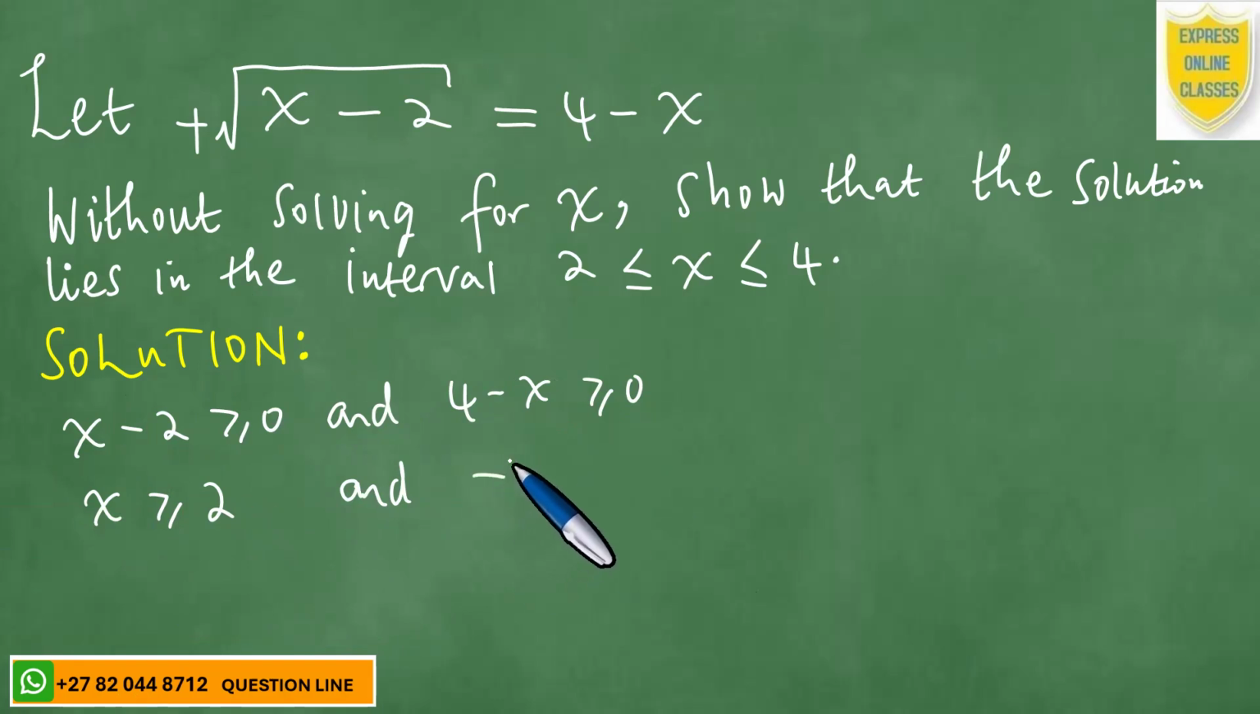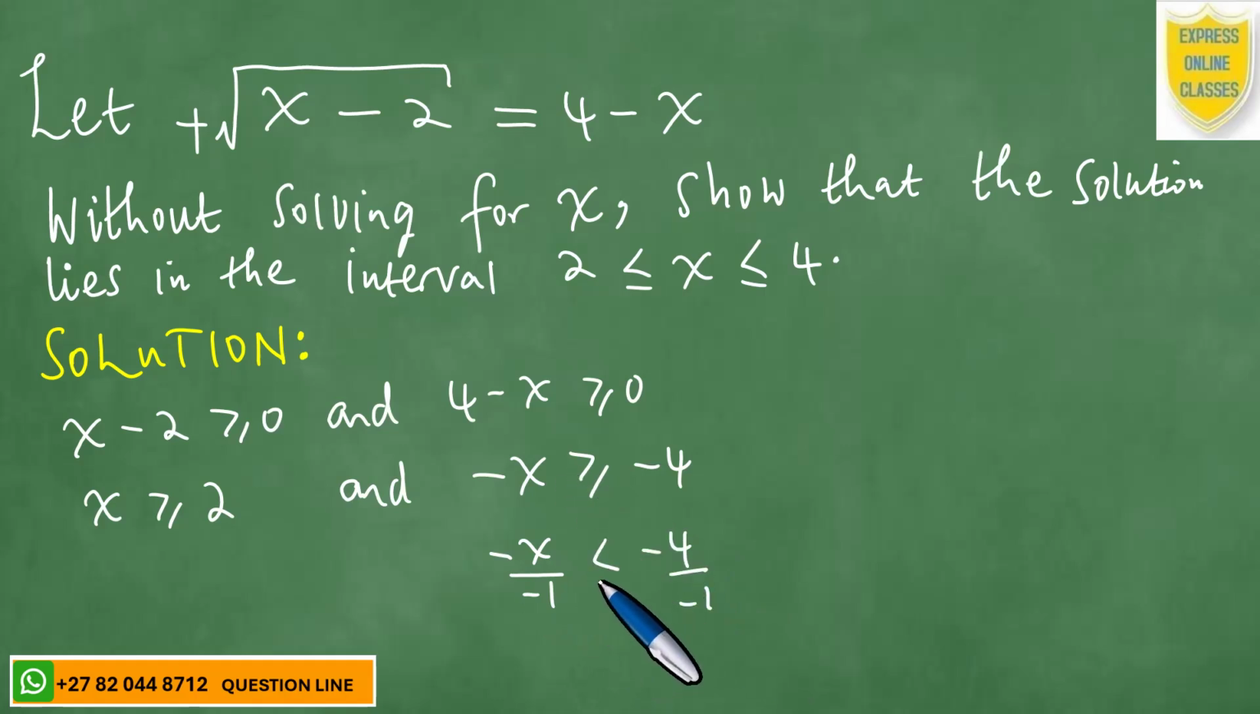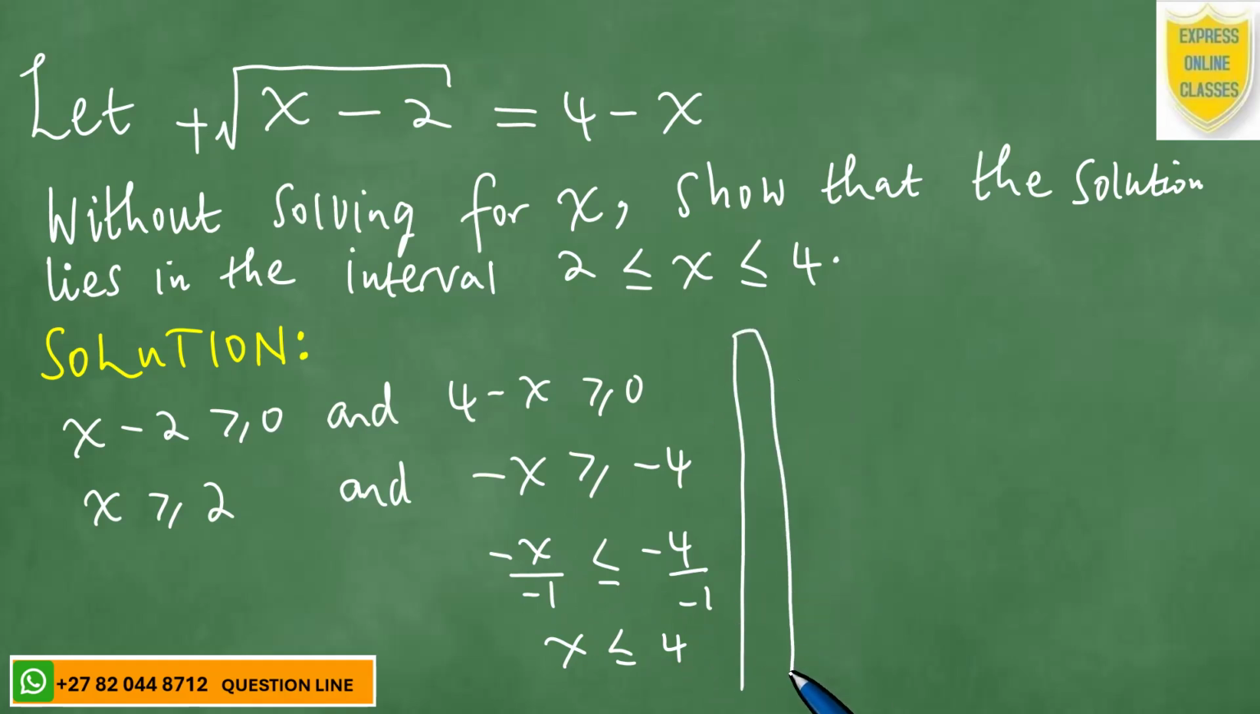At the same time, we can transpose the 4, making it negative. At this point, it is very clear that we have this inequality here, and we divide both sides by -1. The inequality changes direction from greater than to less than or equal to, giving us x is less or equal to 4.